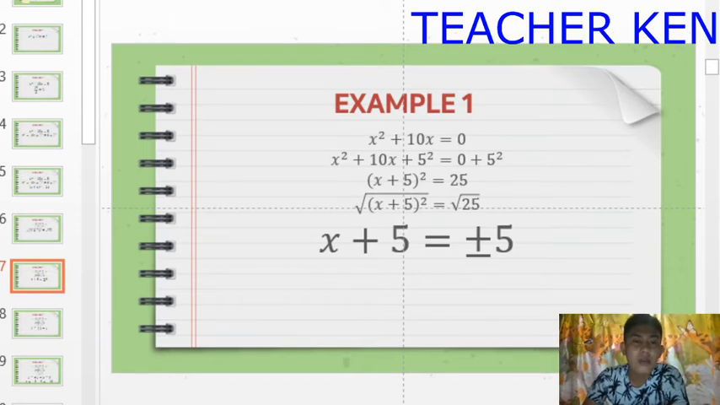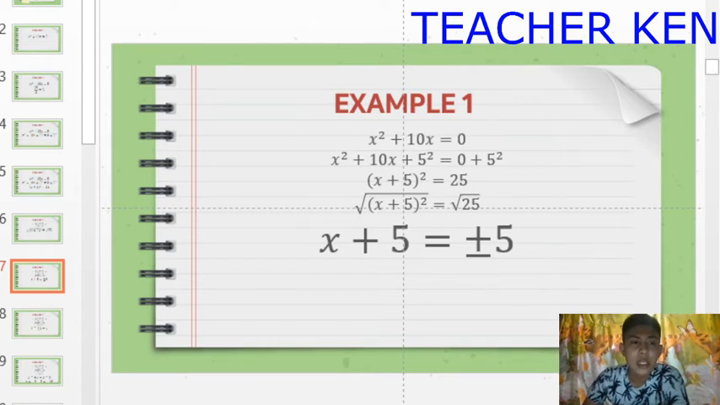Then the square root of 25 is plus minus 5. So lagi nating tatandaan na kapag nag-square root tayo ng number, there are two values. So it can be positive or negative. So the square root of 25 is positive or negative 5.